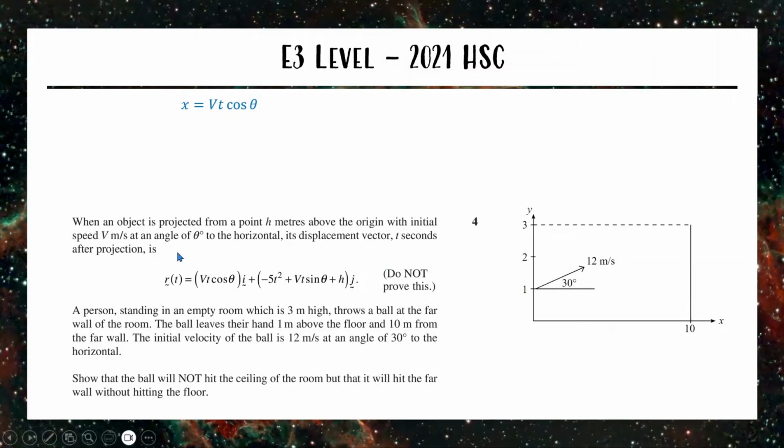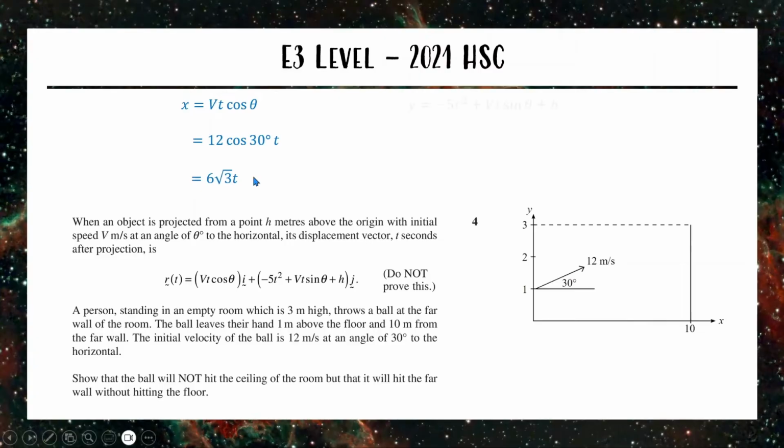So starting off with our info from the question, x displacement is equal to vt cos theta. We now know that v is equal to 12, and we know theta is equal to 30. So we have 12 cos 30 t. Cos 30 is equal to root 3 on 2. So when we simplify this by multiplying it by 12, we're going to get 6 root 3 t for our x displacement.